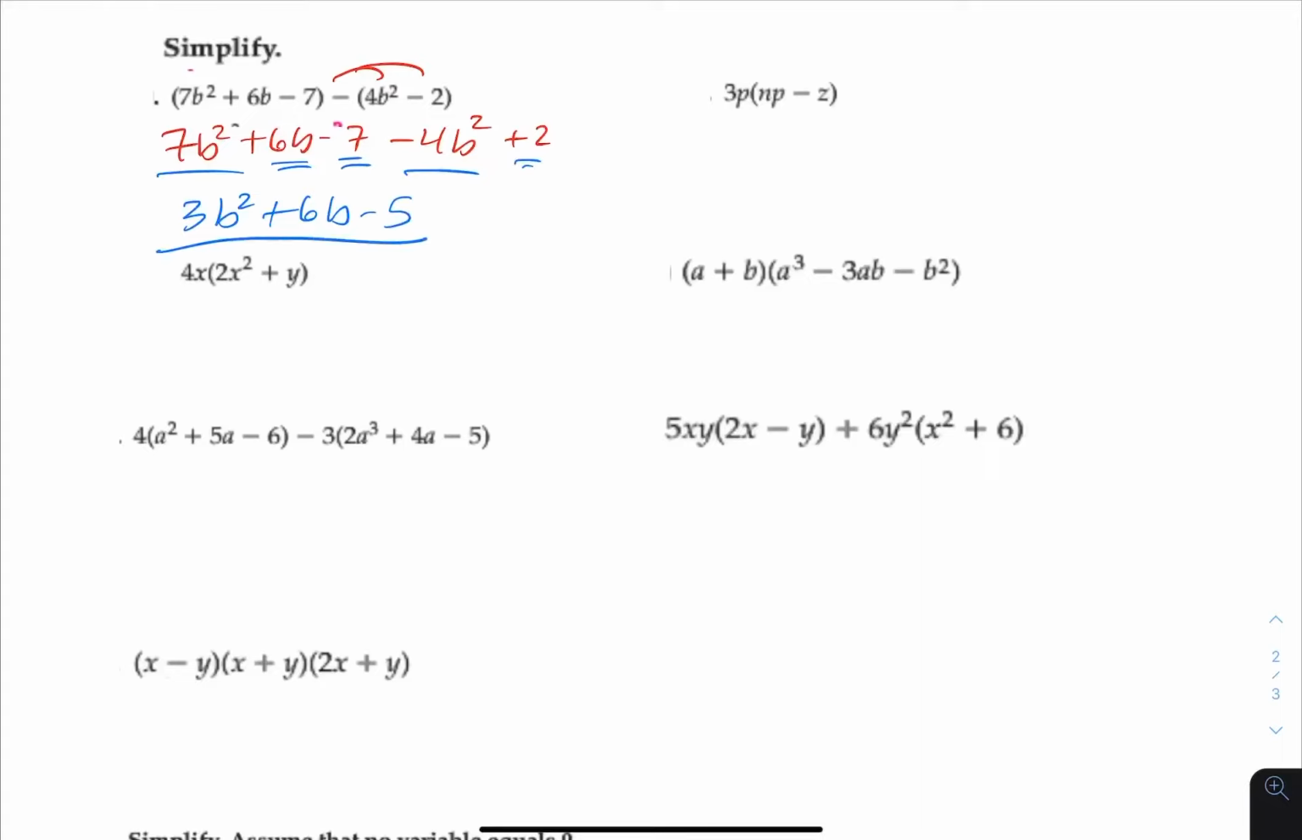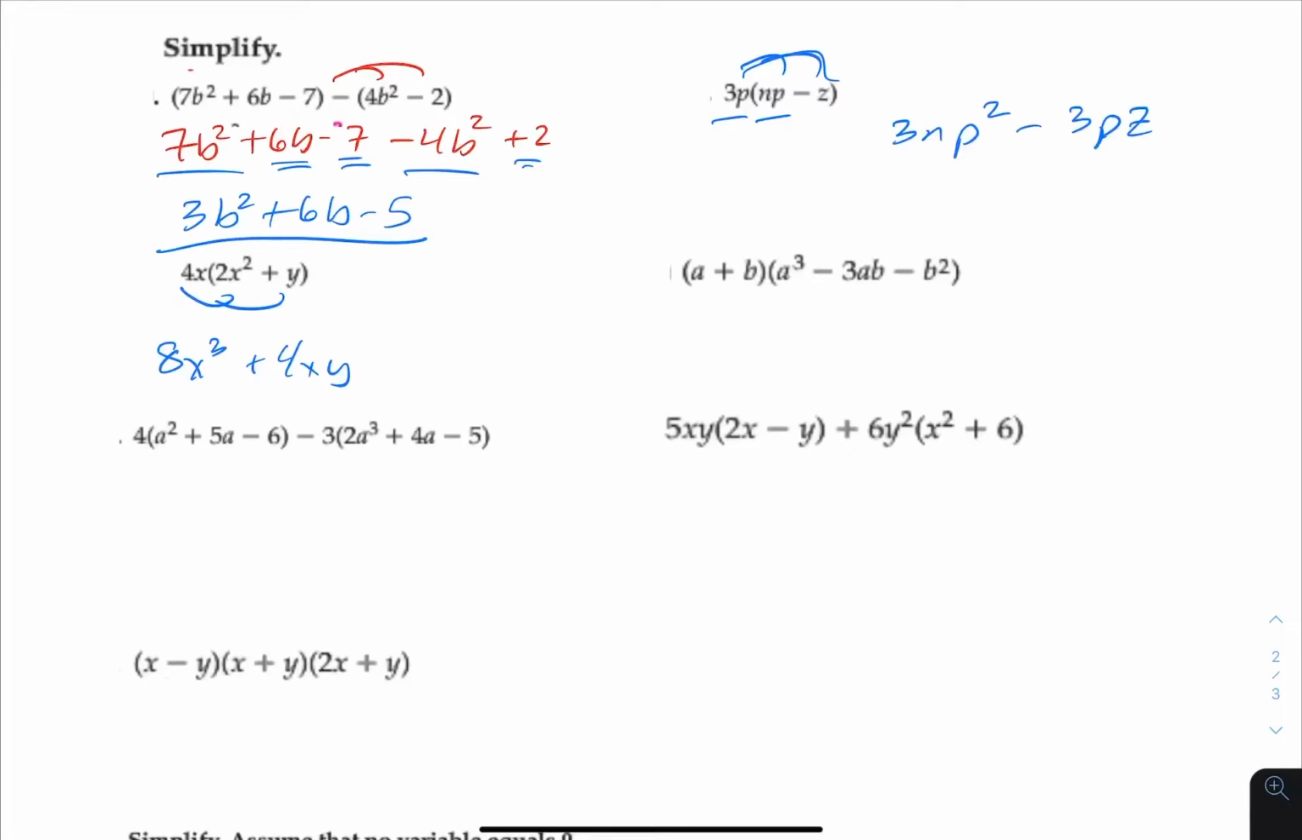Over here we can distribute. 3p times np gets me 3np squared. And 3p times z just gets me negative 3pz. Same thing with this one. Just distribute. 4x times 2x is just 8x cubed. 4x times y is 4xy.